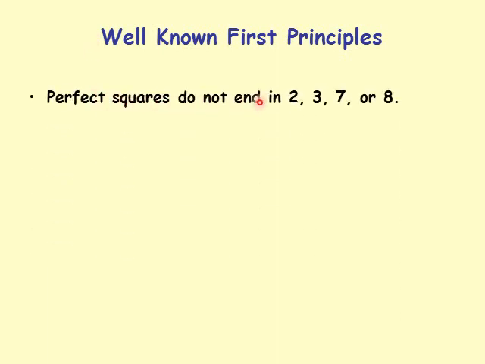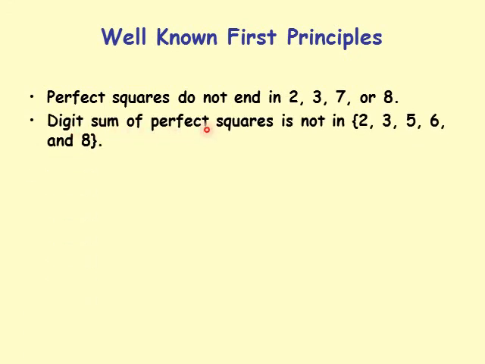Perfect squares do not end in 2, 3, 7, or 8. If a number ends in 7, 8, 3, or 2, it's not a perfect square. The digit sum of a perfect square is not 2, 3, 5, 6, or 8. The digit sum can have 9 possible values, and 5 of those are forbidden. Only 4 are allowed: 1 is allowed, 4 is allowed, 7 is allowed, and 9 is allowed.